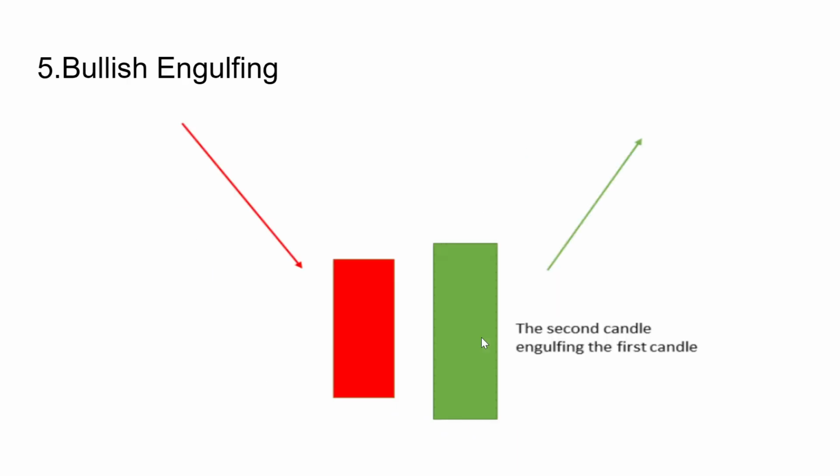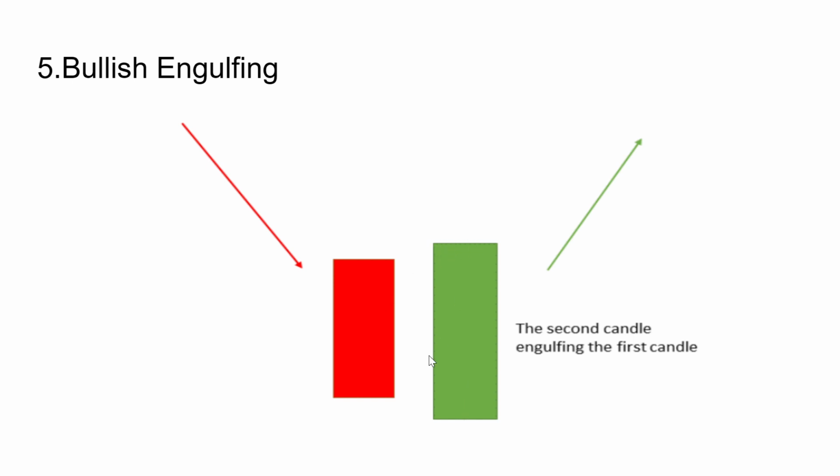Next is bullish engulfing. Bullish engulfing means in a downtrend you have a red candle, and after the red candle the next candle is green. But what is the specification of this green candle? This green candle opens at the low of the previous candle, but it closes above this red candle.